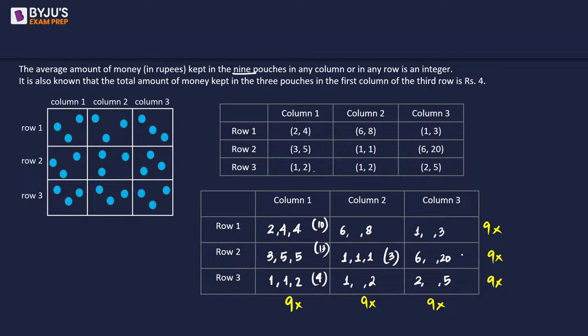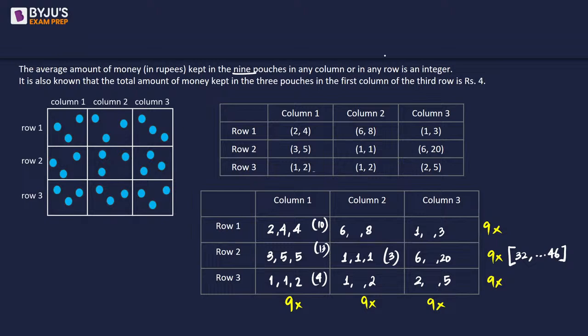Okay, let's look at the second row because there is only one value missing. We have got 13 plus 3 is 16, right? The minimum sum we can have is 6, 6 and 20 in the third column, which is going to be 32. And the maximum sum we can have is 20, 20 and 6, which is going to be 46.